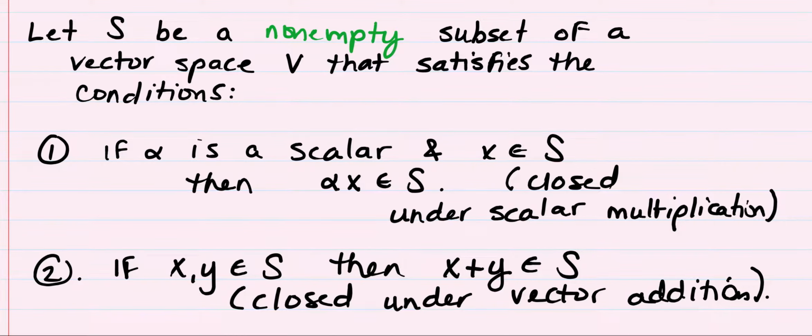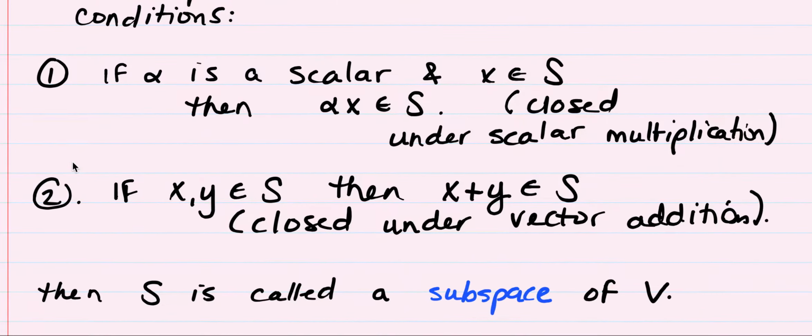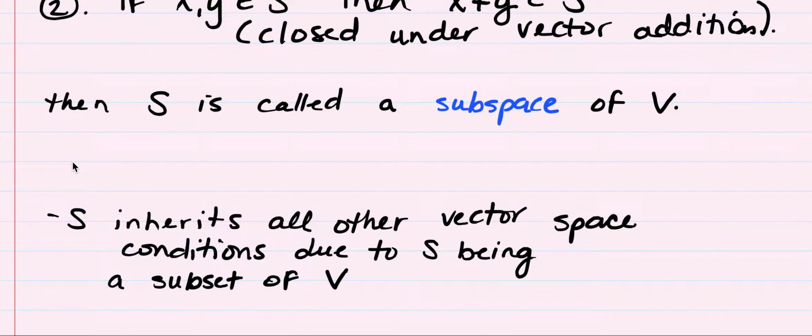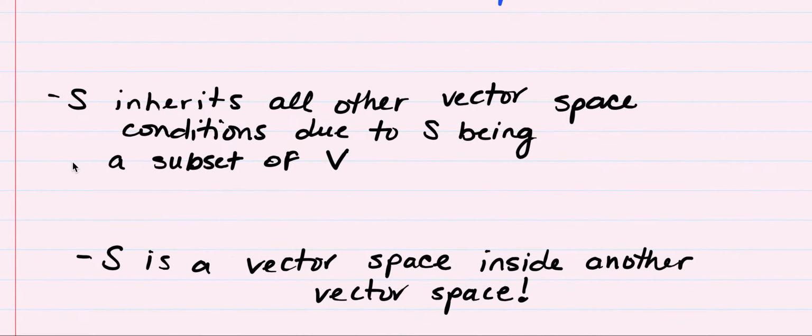Last time we gave the definition of a subspace. We said that a subspace is a non-empty subset of a vector space that satisfies two conditions, that it's closed under scalar multiplication and it's closed under vector addition. We said that a subspace inherits all other vector space properties due to S being a subset of the vector space. And we can think of S as a vector space inside another vector space, the bigger vector space being V.